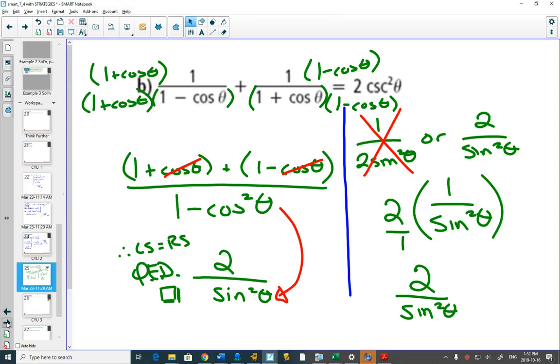Okay, practice for this one. Question 12a.